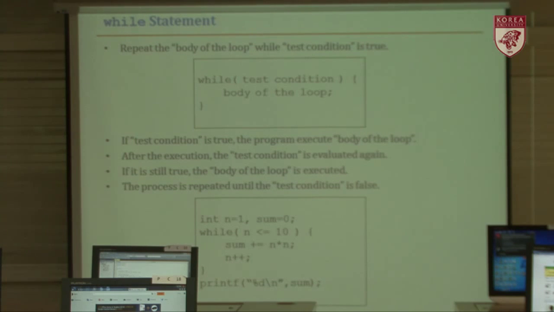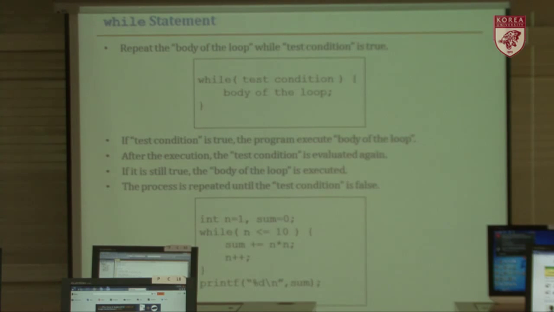Okay, so the first while statement. I think you already used this while statement in some of the examples in the previous sections. So the while loop is like this. We use while here, then within the parentheses we put the test condition, and using the curly brackets we put the body of the loop. It means while this test condition is true, we're going to repeat the body of the loop.